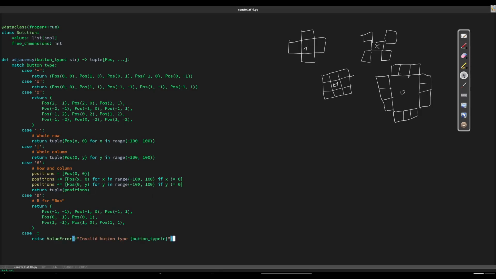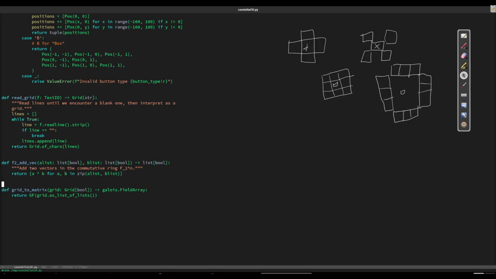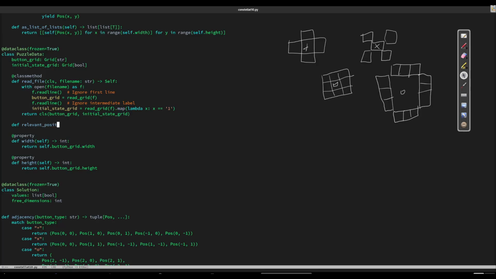Next, we'll write a few small helper functions. One to construct a grid from the next few lines of a file, one for adding vectors of booleans to the field F2, and one to convert a grid of booleans into a matrix in F2. Now we get to the meat of the problem. Let's move back up to our puzzle data class and finish writing it. We need to build up to a set of functions that will build our transformation matrix.